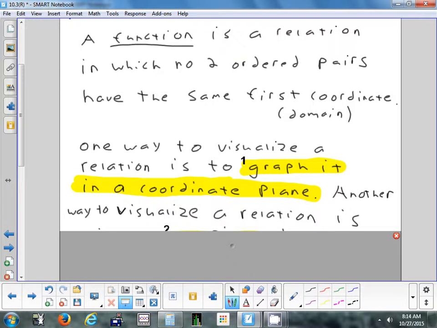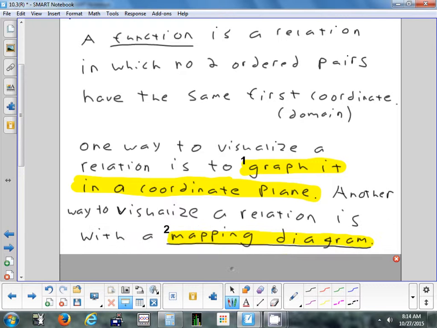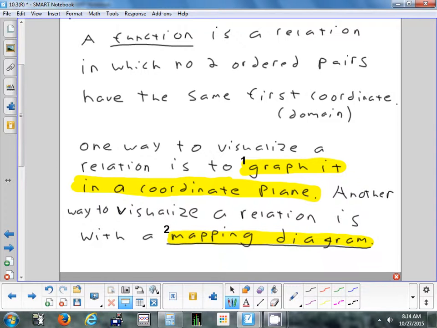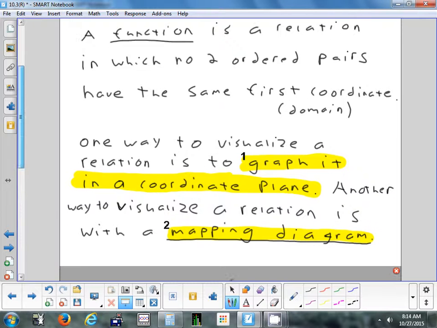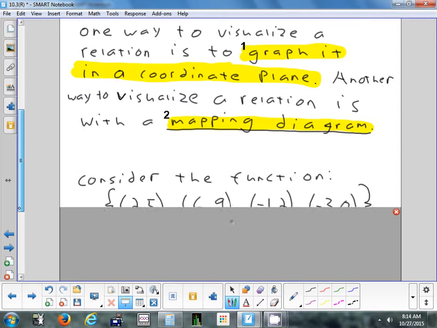When we're trying to visualize something rather than write it as coordinates, there are several ways we can do it. Today we're just going to look at two. One of them we've already done. The other way, in spot number 2, I want you to write down mapping diagram. So one way will be graphing in a coordinate plane, and the other way will be a mapping diagram, which we're going to show you today. There's a bunch of them already in your notes.